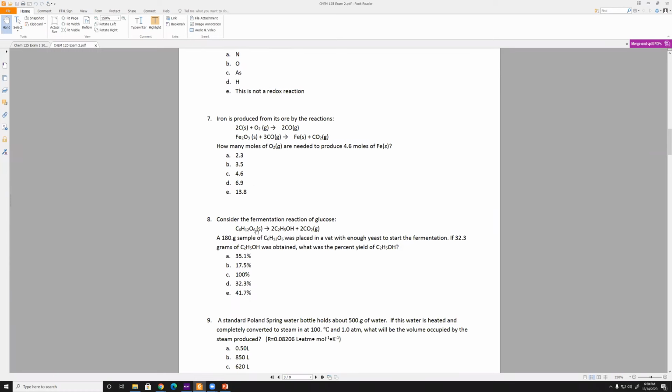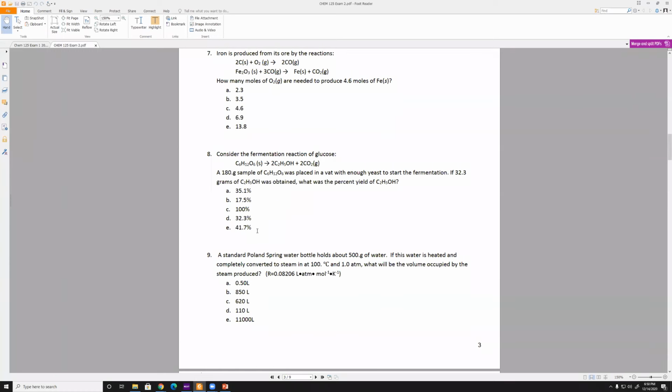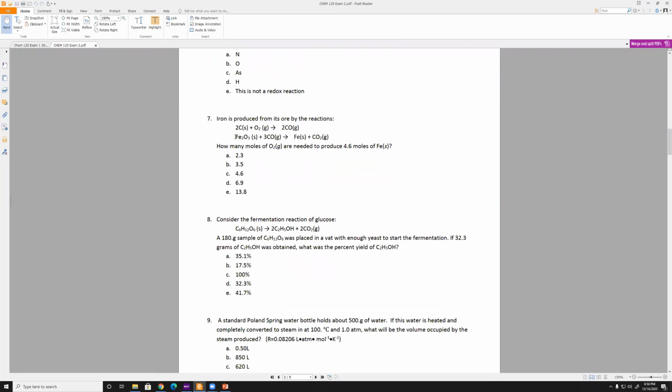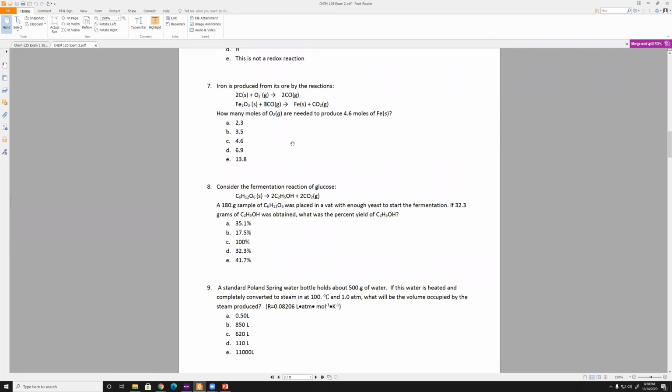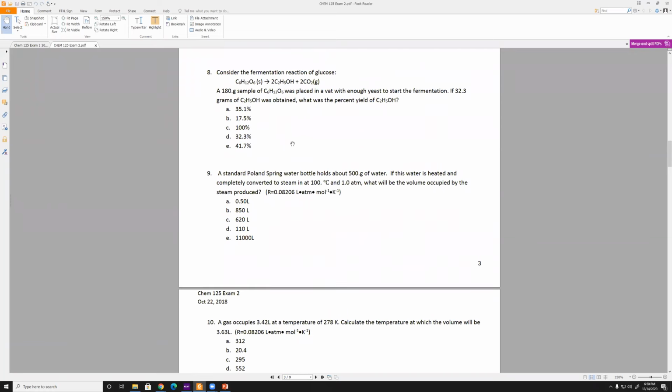Good job, Adi. Okay. 8, consider the fermentation reaction of glucose. You have the reaction there and make sure it's balanced, and it looks like it is. All right. So that's sneaky of them to put coefficients in an equation that's not fully balanced. Very sneaky. Okay.